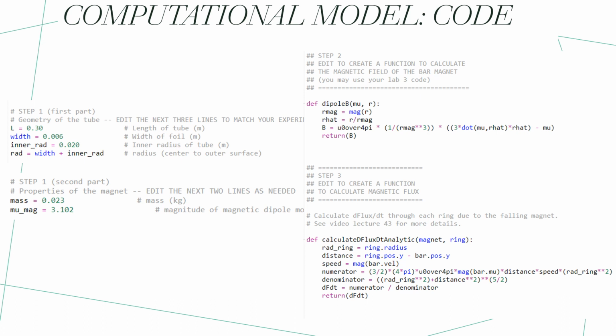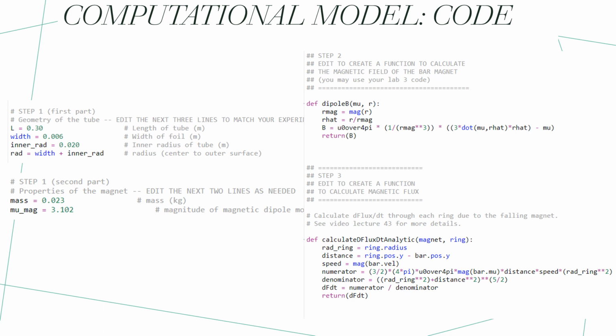So this was first completed, and then the second step was the properties of the magnet, which included the mass as well as the magnitude of the magnetic dipole moment of our bar magnet. Then outside of that, we had to create a function to calculate the magnetic field of the bar magnet, which was completed on this right side in the code. So we had to first calculate the magnitude of R and then R hat, and then we created the magnetic field using the equations that are already known.